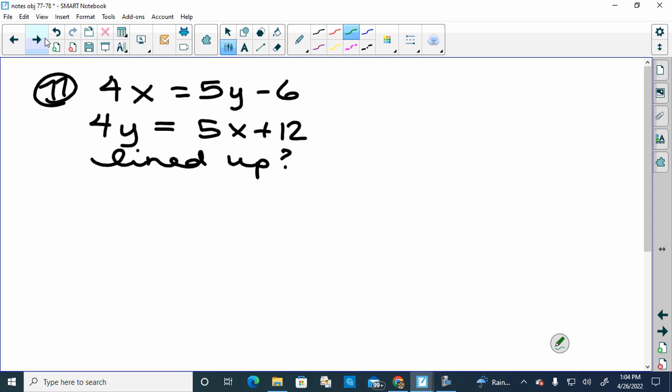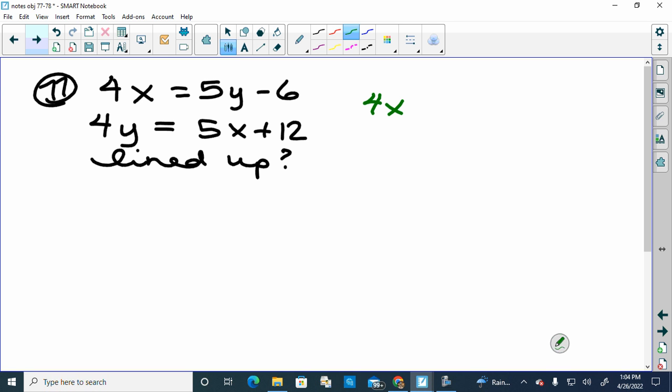Okay, are they lined up? No, so we need to get them lined up. And again, you can leave them in the format where one equals something, or you can move them so x and y are together. It doesn't matter. Just remember when you're moving things to the other side of the equal sign, they switch signs. So I'm going to line them up just like our first one. I'm going to leave this one, as long as they're both lined up the same, then that's fine.